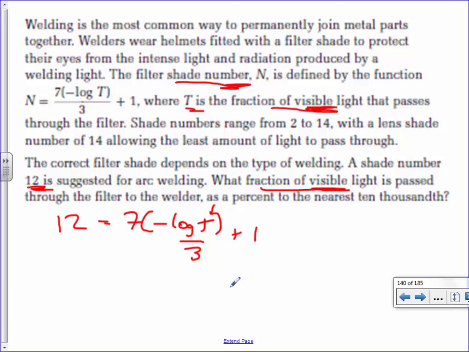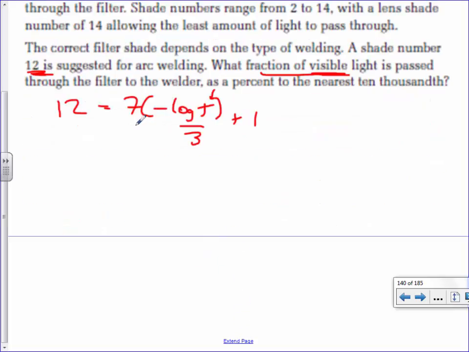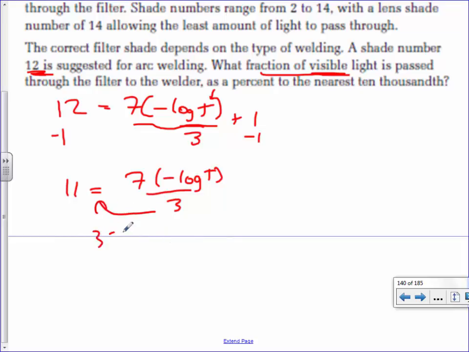Can you multiply by 3? Okay, so we can try it algebraically. Let's do that first. If you do want to do that, you have to do it in the right order. And it's actually not the 3 that goes first. Minus 1. It's that 1 over there. So we'd have to minus 1 from both sides. So actually 11 would equal 7 times negative log of T over 3. Then times up by 3, so 33 would equal 7 times the negative log of T.